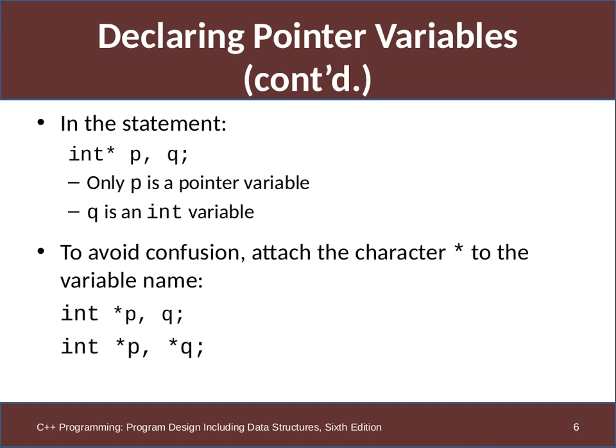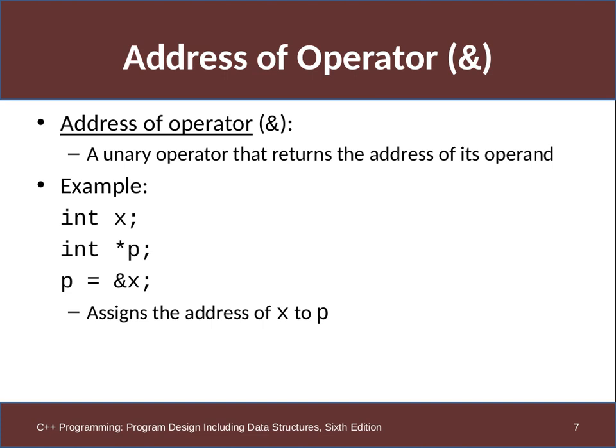Here's another example. If you do it in this statement, p is a pointer variable, q is an int. So please always, to avoid confusion, attach the character star to the variable name when you declare. All right, good. Address of: if you put the ampersand in front of a variable, it will generate the address of that variable. So p equals the address of x, so p is storing the memory location of where x resides.